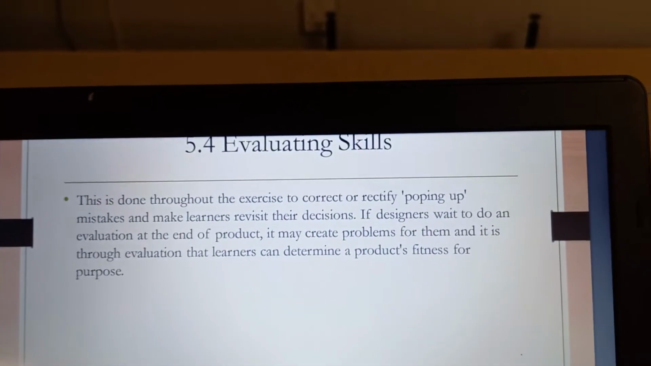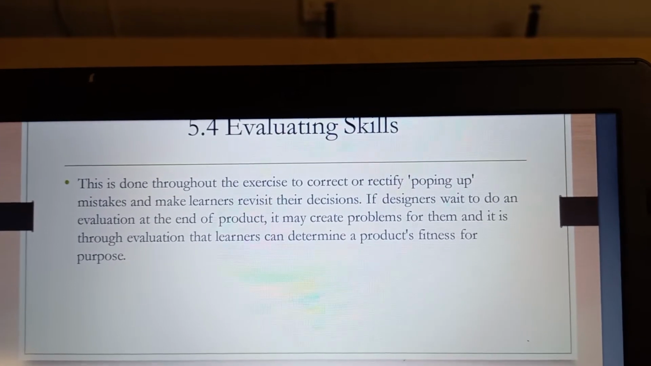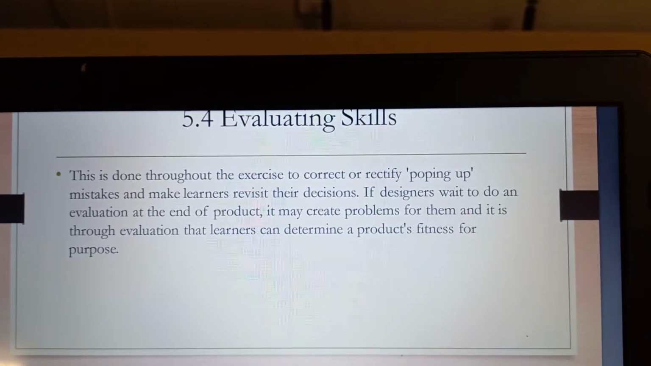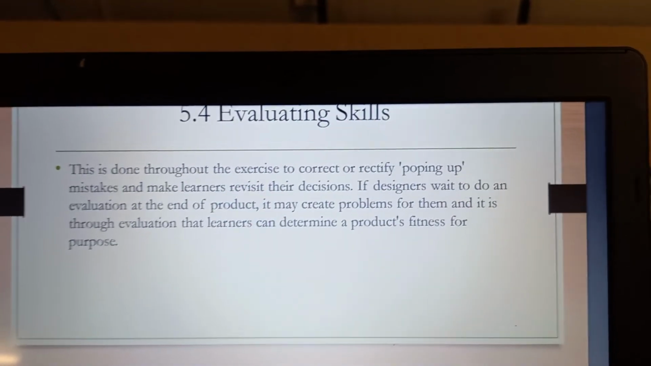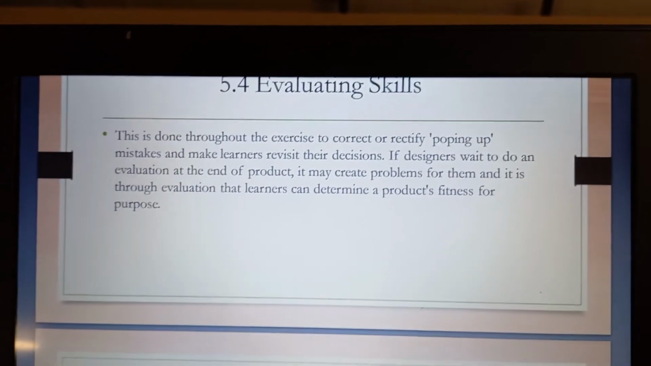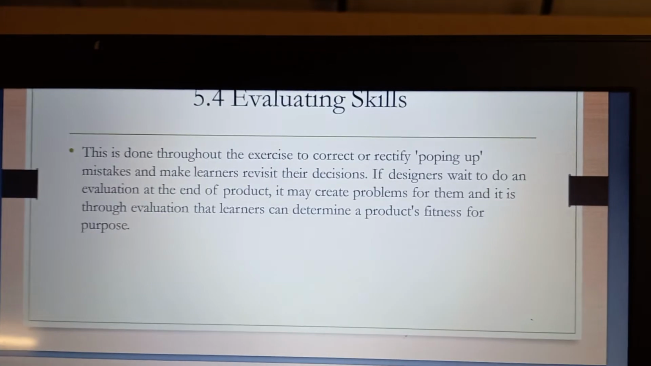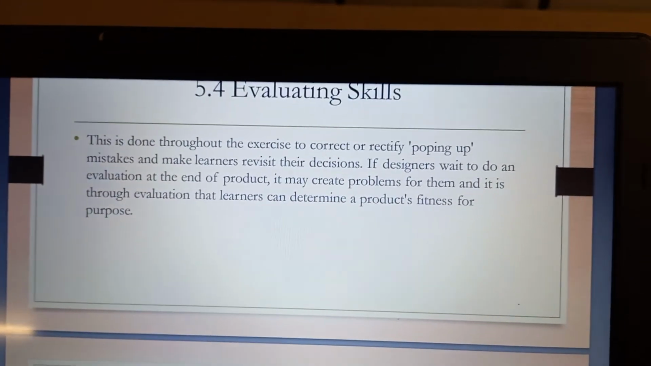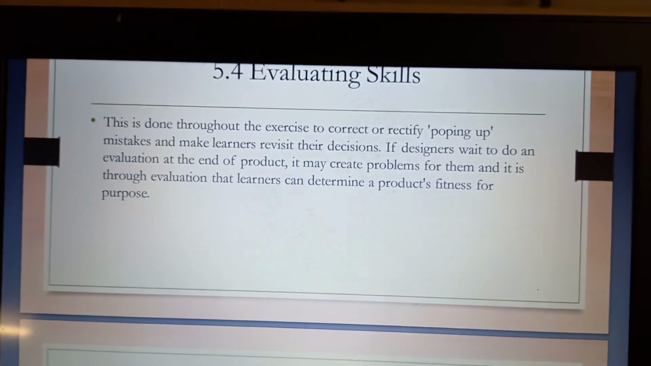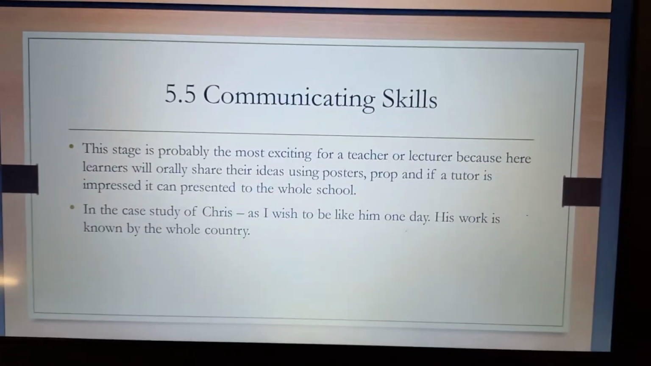And in evaluating skills, this is done through exercise to correct any popping up mistakes and make learners revisit their decisions. In case it's not working, they mustn't see at the end that it didn't work. They must see as they continue with the process whether it's working or not working, so that they can redesign and revisit their ideas. And then the last one will be communication skills.